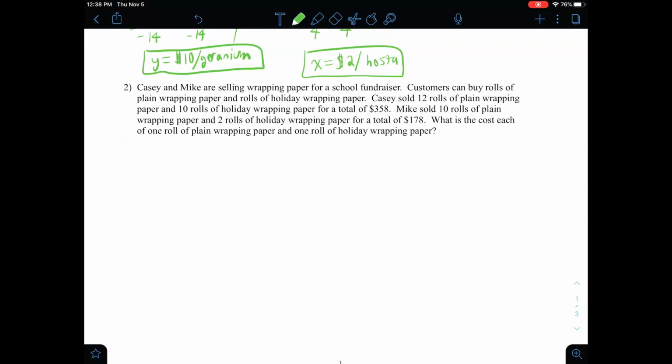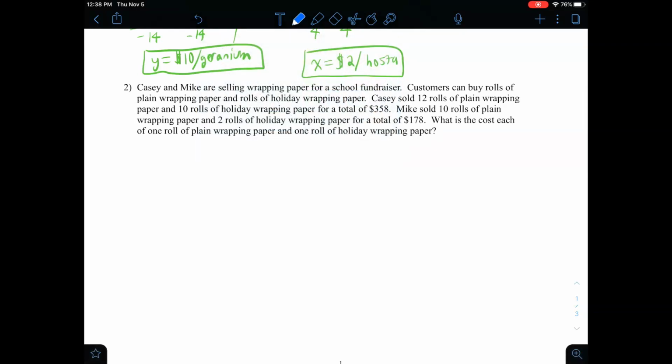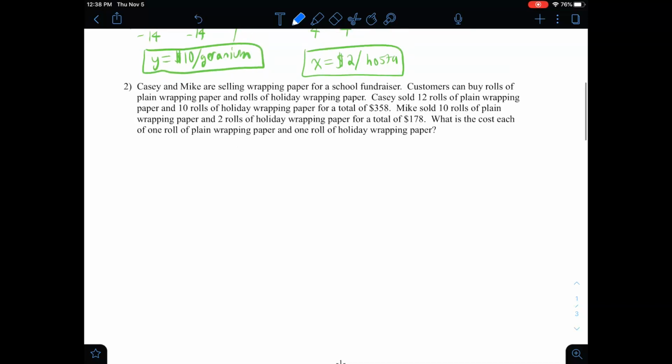All right, number 2, we're going to cruise along here. This whole lesson took a long time before, so I want to make sure we get through this in a timely manner. Casey and Mike are selling wrapping paper for a school fundraiser. Customers can buy rolls of plain wrapping paper and rolls of holiday wrapping paper. Casey sold 12 rolls of plain wrapping paper and 10 rolls of holiday wrapping paper for a total of $358. Mike sold 10 rolls of plain wrapping paper and 2 rolls of holiday wrapping paper for a total of $178. What is the cost each of 1 roll of plain wrapping paper and 1 roll of holiday wrapping paper?